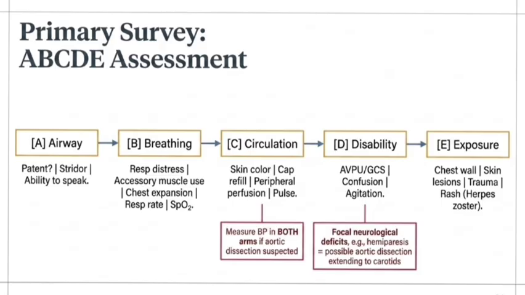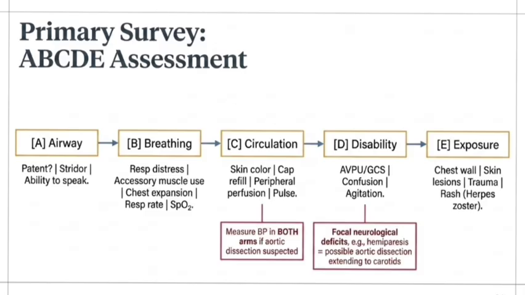Which brings us to checking circulation and neurological function, the C and D of the survey. And here is where the protocol gets incredibly revealing about the plumbing of the human body. The doctor needs to check the patient's level of consciousness, looking for confusion, agitation, or focal neurological deficits like hemiparesis, which is sudden weakness on one side of the body.